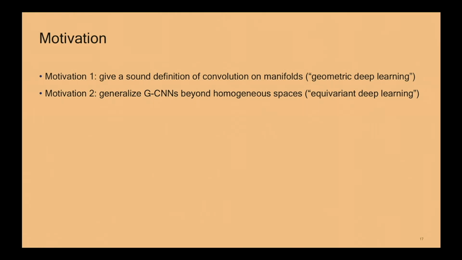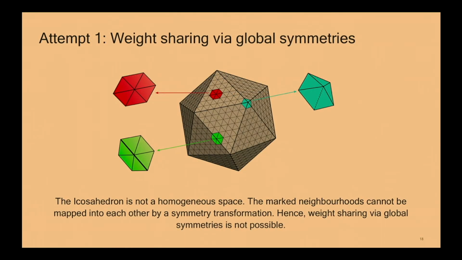So we want to generalize convolution. How do we do that? The first attempt that I've been talking about so far is weight sharing via global symmetries. We take a filter somewhere on this manifold, apply a symmetry transformation, and then we have a filter at another location that shares the same weights, the same parameters. We're going to detect the same signal there. And that works on very symmetrical manifolds, but not on slightly less symmetrical or totally unsymmetrical manifolds.